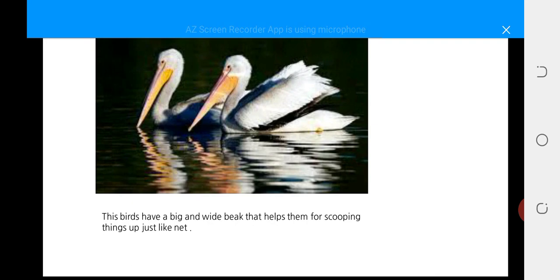Look here at these birds. These birds have a big and wide beak that helps them scoop things up just like a net. They can fish from the water. So this type of beak helps them to scoop things with water or mud to eat.